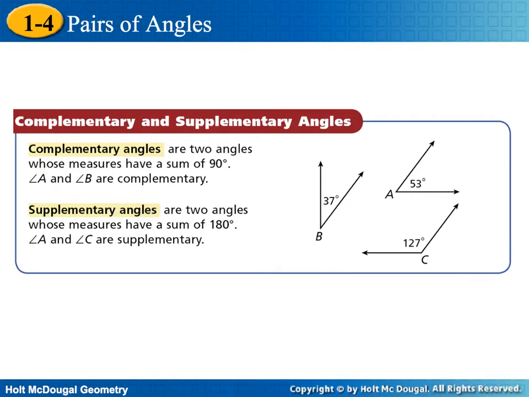Supplementary are two angles whose measures add up to 180. So if you look at C is 127, A is 53. If I add C and A together, I get 180. So because A and C equal 180, they are supplementary.